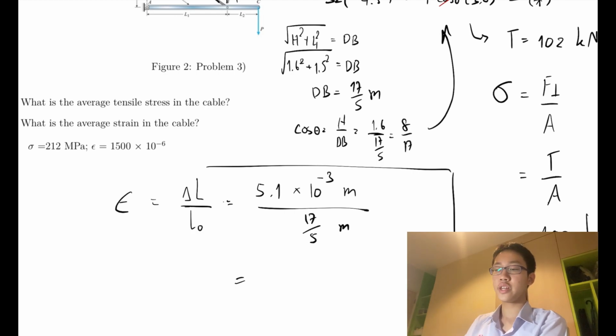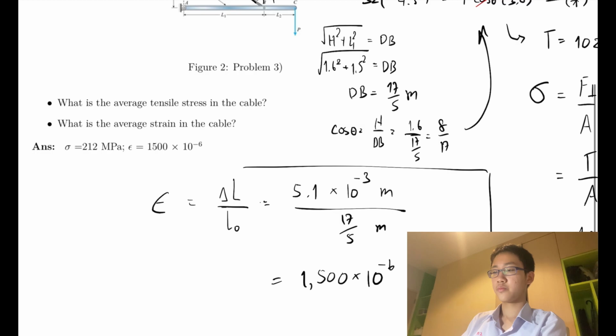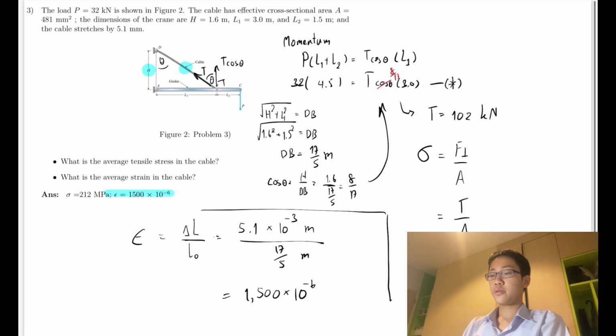Then we get the average tensile strain equal to 1.5 thousand times 10 to the power minus 6, which is here. So this is the end of this problem.